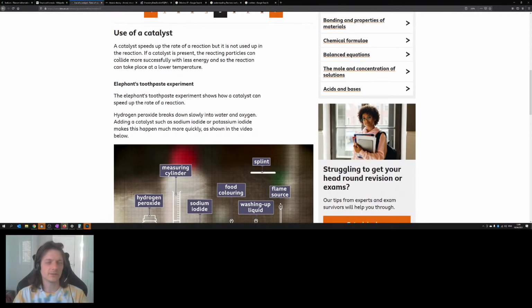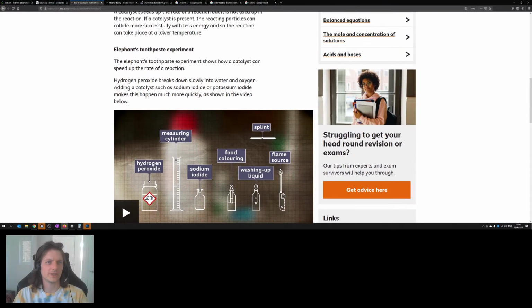A catalyst speeds up the rate. Elephant's toothpaste experiment. The elephant's toothpaste experiment shows how a catalyst can speed up the rate of reaction. Hydrogen peroxide breaks down slowly into water and oxygen. Adding a catalyst such as sodium iodide or potassium iodide.